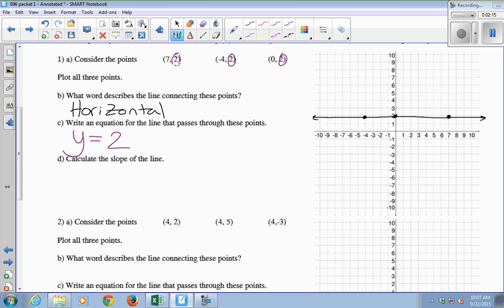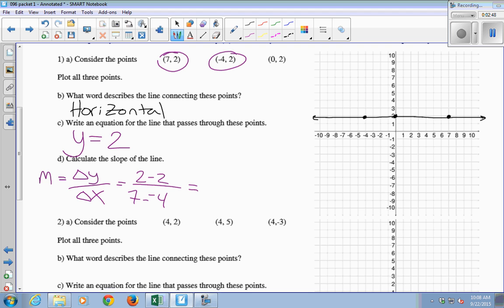Let's calculate the slope of the line. If I want to calculate the slope, I can pick any 2 points on the line and calculate its slope. It'll always come out the same. So let's look at these first two, (7, 2) and (negative 4, 2). Slope, we characterize it with an m. It's our change in y over our change in x. So I'm going to subtract the y coordinates: 2 minus 2 over 7 minus negative 4. 2 minus 2 is 0. 7 minus negative 4 is 11. What's 0 over 11? 0.